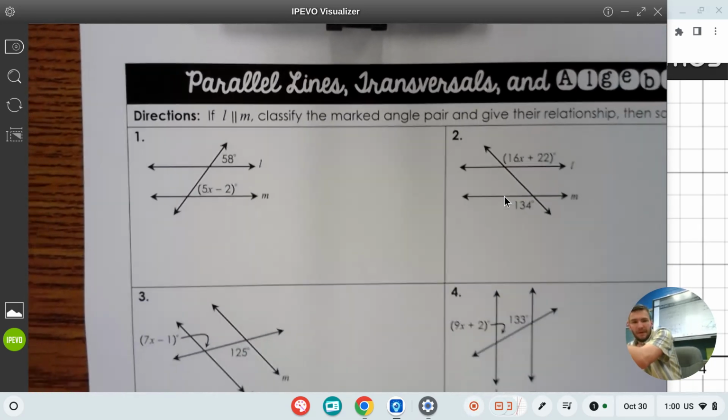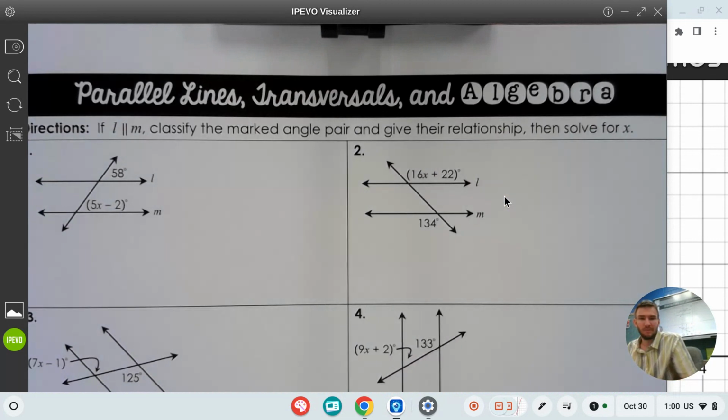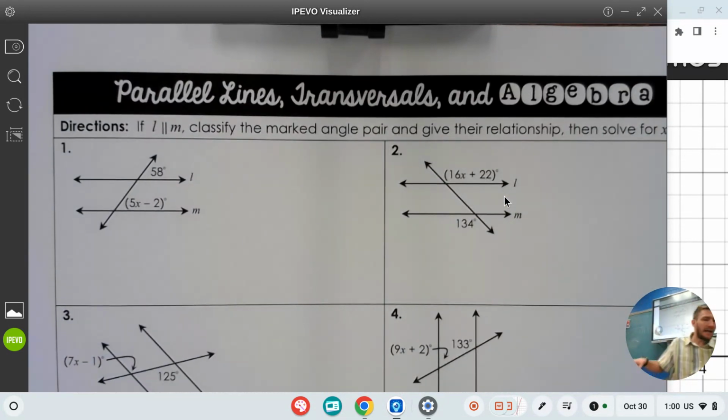Welcome back, everybody. Parallel lines, transversals, and algebra. What a horrible font that is. But we've got 8 questions really quick, and I think that this is going to be, especially with the use of DESMOS, a step in the easier direction, okay?